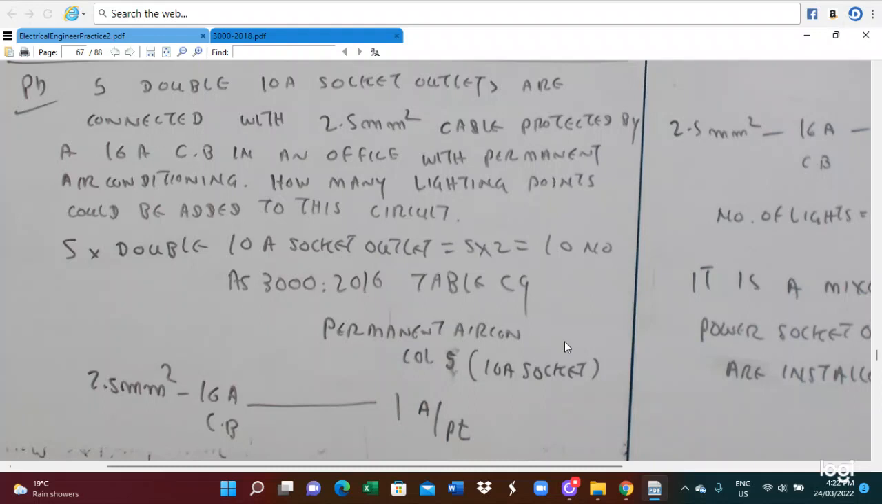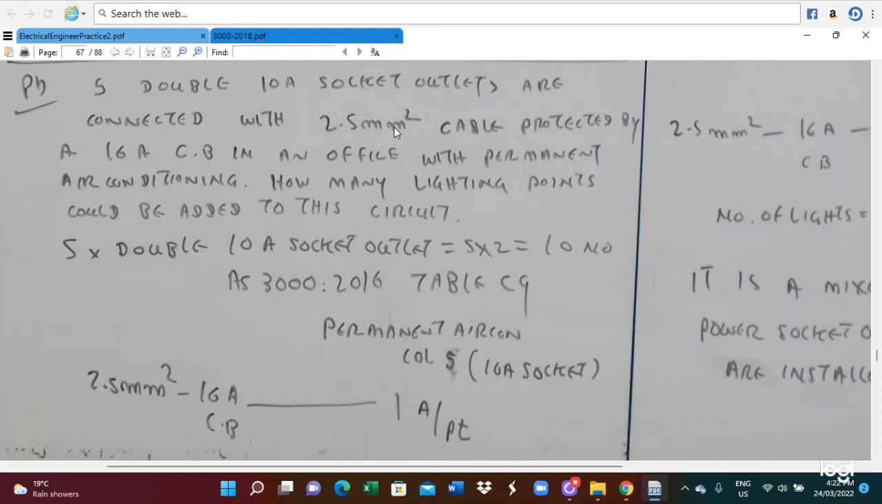The next one is 5 number of the double 10 ampere socket outlets. They are connected with the 2.5 millimeter square cable, protected by the 16 ampere circuit breaker, in an office with permanent air conditioning. So the cable size is 2.5 millimeter square and the circuit breaker size is 16 ampere. So we install the 10 ampere socket outlet.